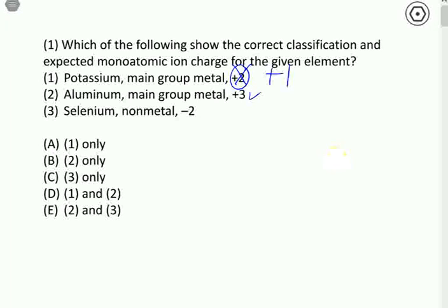Now, if we want to rationalize why aluminum forms a +3 charge, the configuration is 3s2, 3p1. So it loses all 3 of those valence electrons to form a stable +3 cation. So this one's good. And then finally we have selenium, nonmetal, -2.